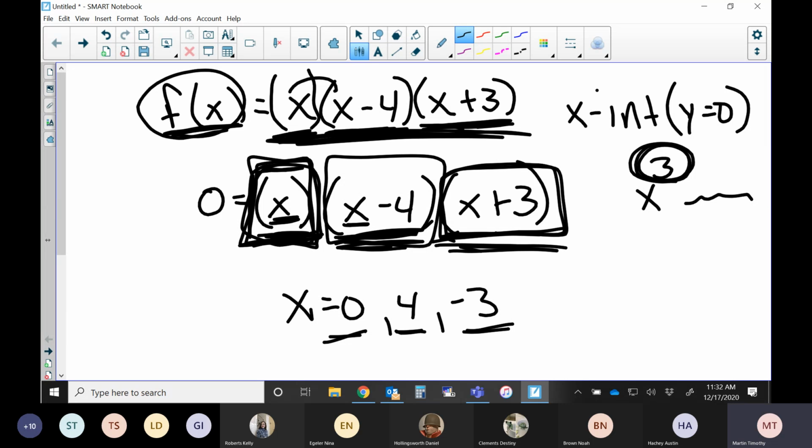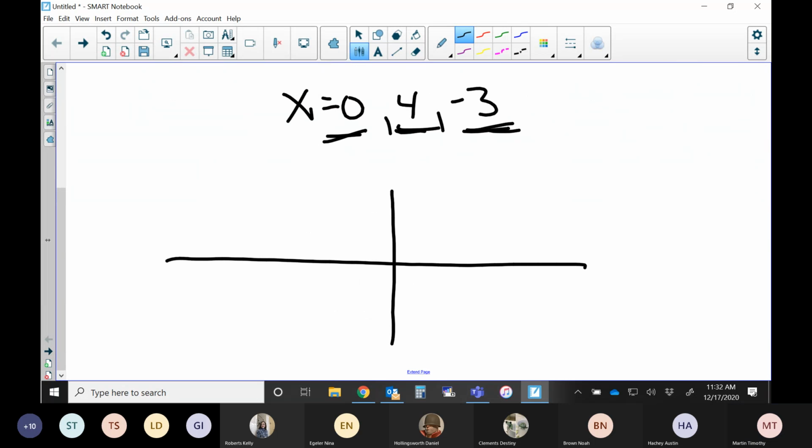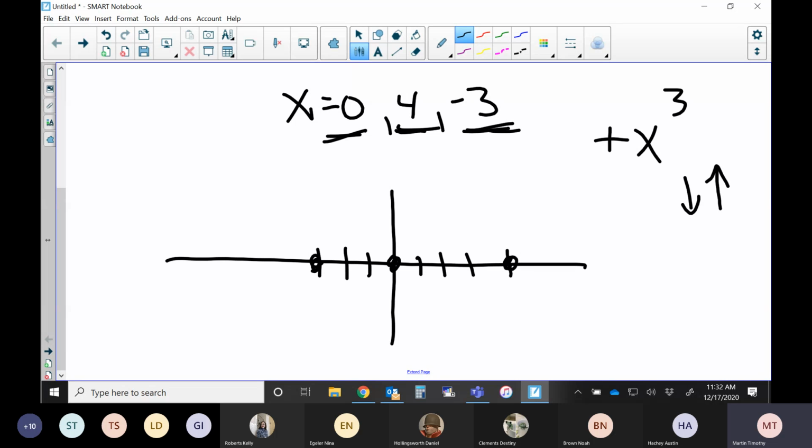Now, what I can do now is I can actually use my end behavior, since I know the first term, and I know my zeros, I can actually sketch a graph of this. 4 is a 0, 0 is a 0, and -3. Now, because this thing is x to the 3rd, and I know that my coefficient in the beginning is going to be positive, I know that my end behavior is going to be down up, which means this thing is going to start down. It's going to go like this and finish up. So that's kind of a sketch of that.